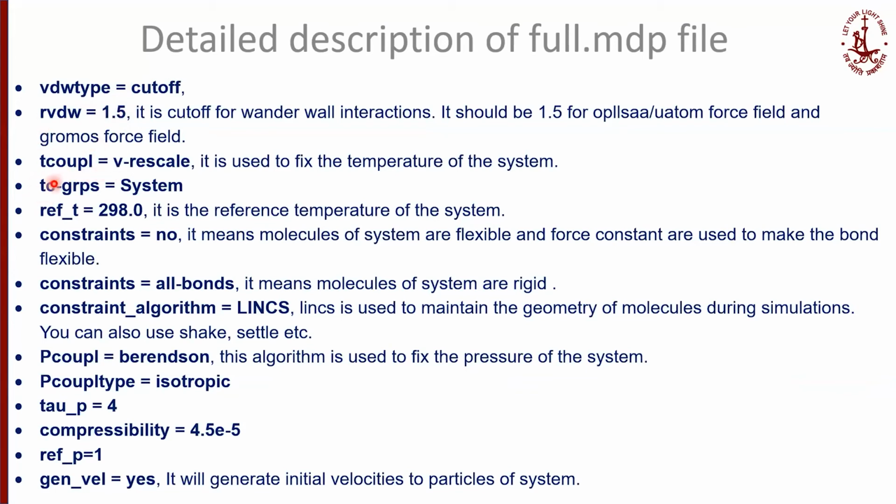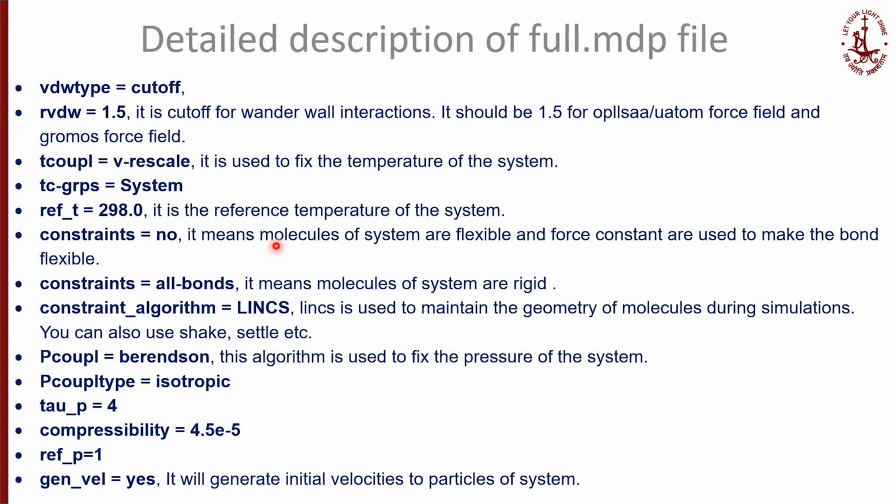Then T couple, that is temperature couple. Which algorithm are you using? Here I have used velocity rescale. So V rescale is written. Temperature coupling group, which is the group that you want the temperature to be fixed. If your system has only one type of molecule, that means your entire system is in that group. Or if you want to specify certain atoms only, that those atoms only should have temperature fixed, then you have to mention it here. Then reference temperature, I have taken it as 298.